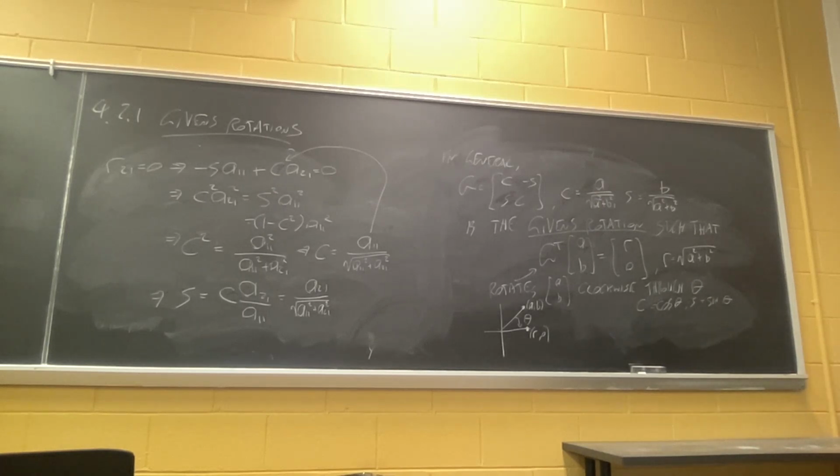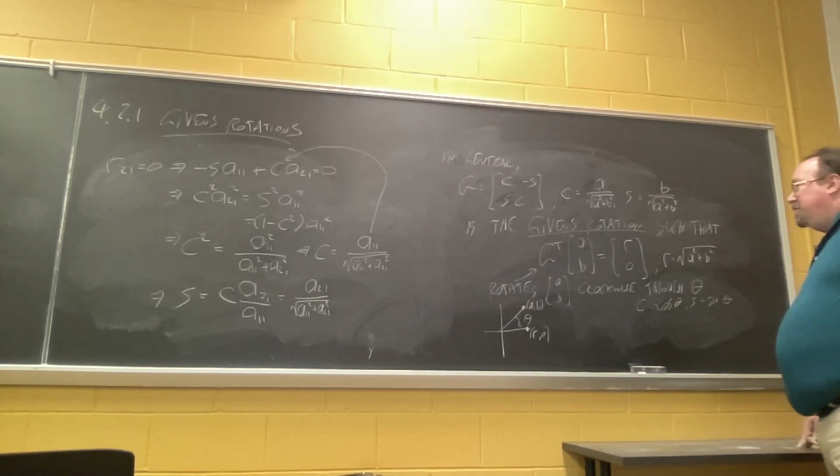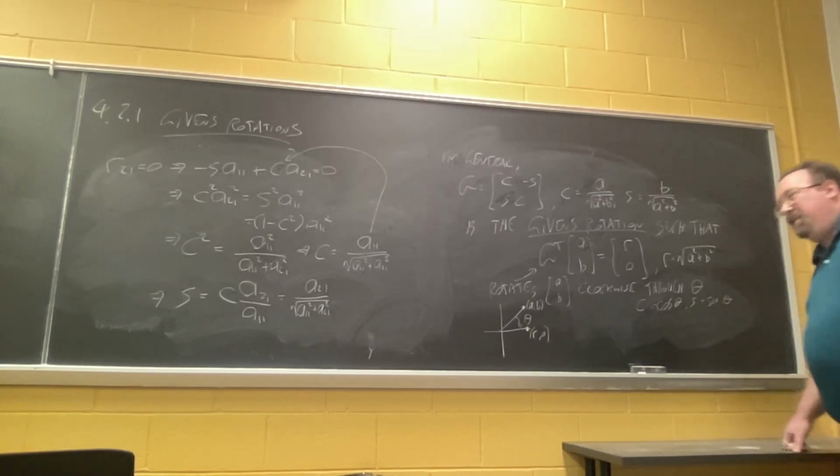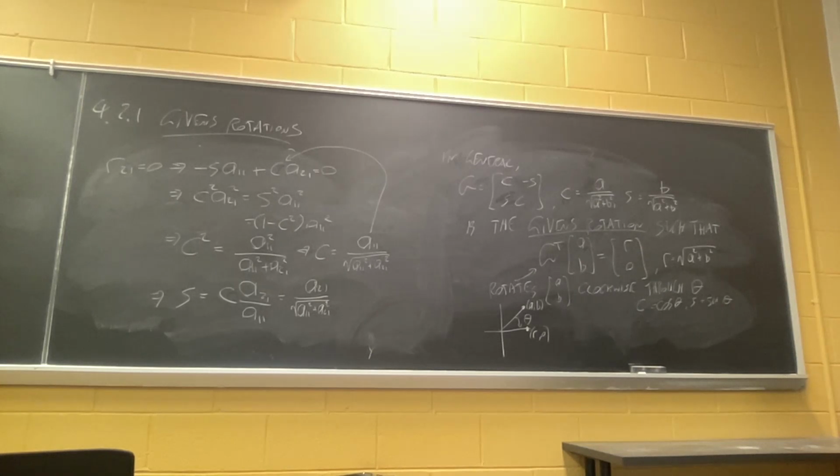So this matrix by itself, if A was 2 by 2, multiplying by this G transpose, G would be your Q. That would be the Q of the QR factorization. So now, how do we use this tool to reduce a general matrix to upper triangular form?